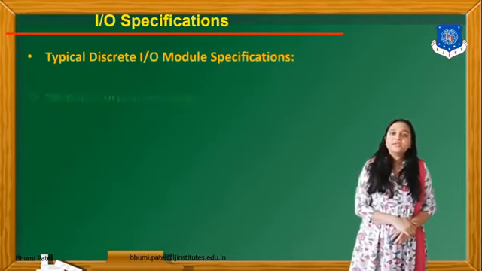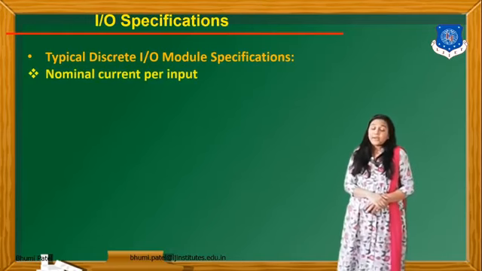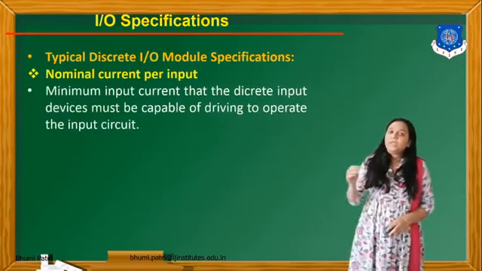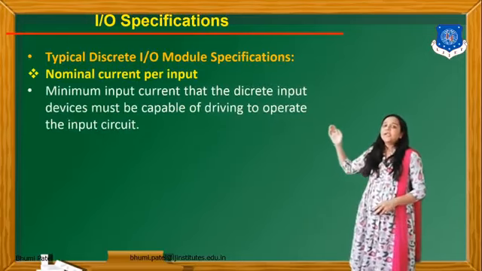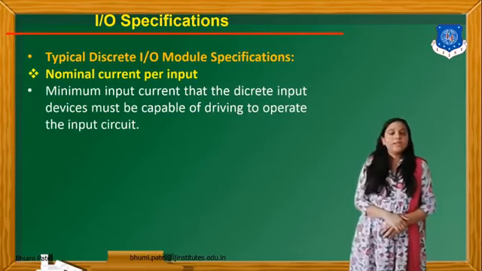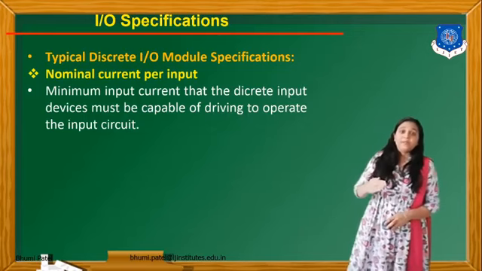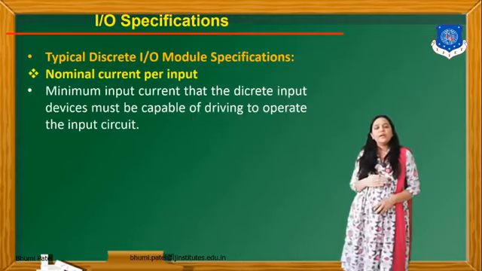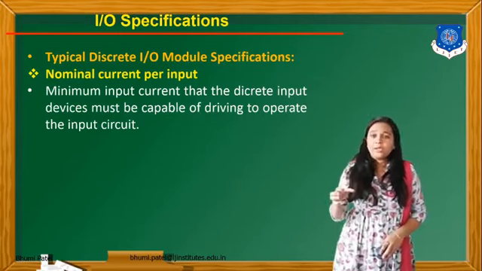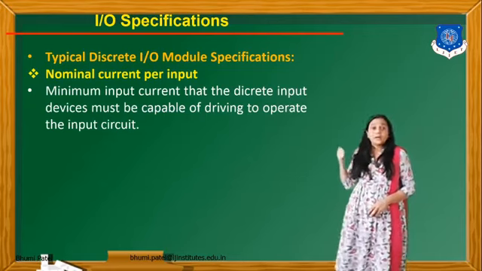Now the third one is the nominal current per input. If we connect a 6 input module for the particular plant, so the minimum input current that the discrete input device must be capable of driving to operate the input circuit is known as the nominal current per input. If the maximum input current required is 12 ampere, but our circuit operates at a nominal current of 5 ampere, so it is known as the nominal current per input.